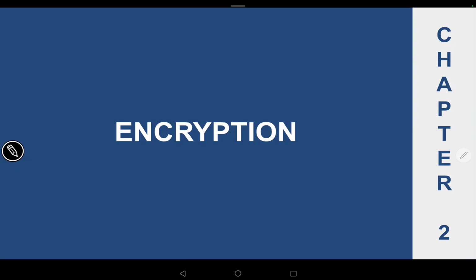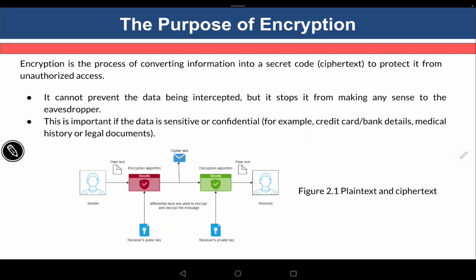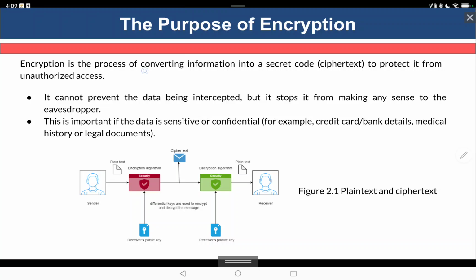In this video, we are going to look at the topic encryption. Now, let's look at the meaning of encryption. So we say that encryption is the process of converting information or data, which is called plain text, into a secret code called ciphertext. And the aim is to protect the data from unauthorized access.